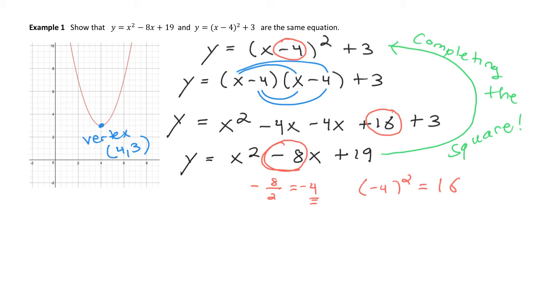It works like this. We would start with this expression. I'd look at this -8. Half of that number appears here. It's then the square of that number that shows up here.